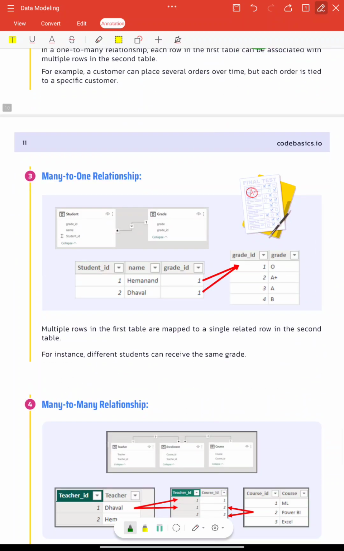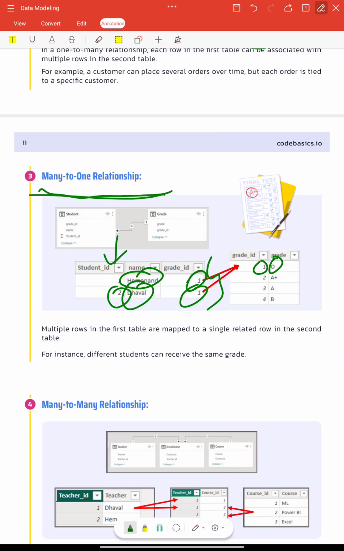Many to one relationship is basically this ID with Hamanand, he got grade 1. Dawal also got grade 1. Basically, this grade is outstanding, so both of the students got grade 1. This is called a many to one relationship.